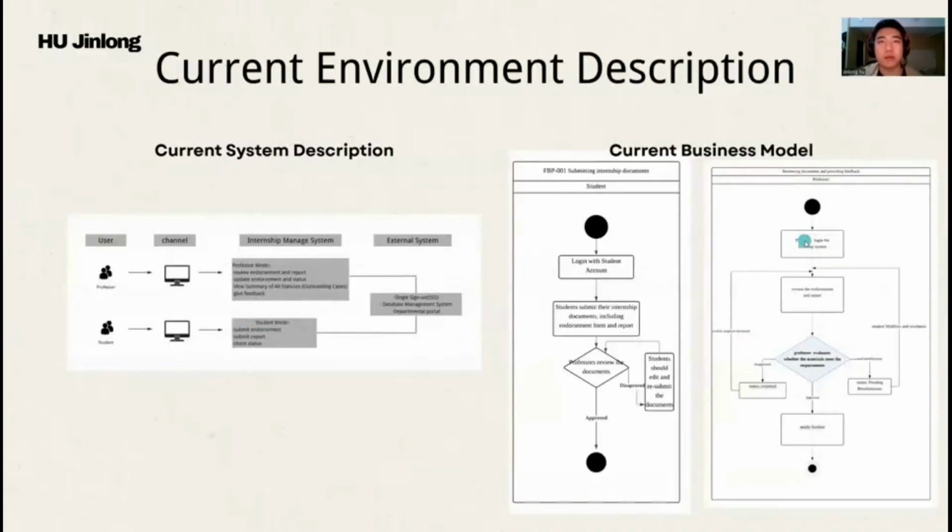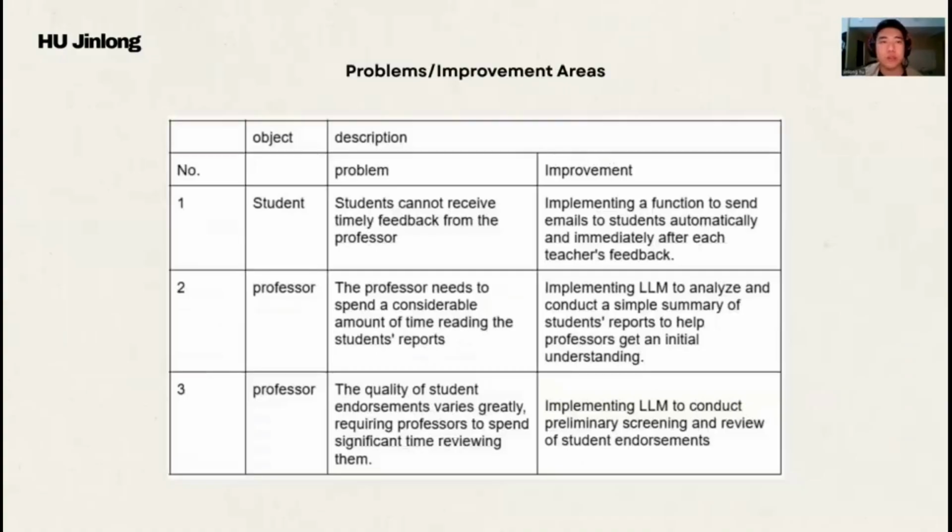Our analysis reveals three main issues. First, students cannot receive timely feedback from their professors. Second, professors need to spend a lot of time reading students' reports. Third, the quality of internship endorsements submitted by students varies greatly, increasing the burden on professors during the reviewing process. To address these issues, the following member will proceed with the analysis. That concludes my remarks.